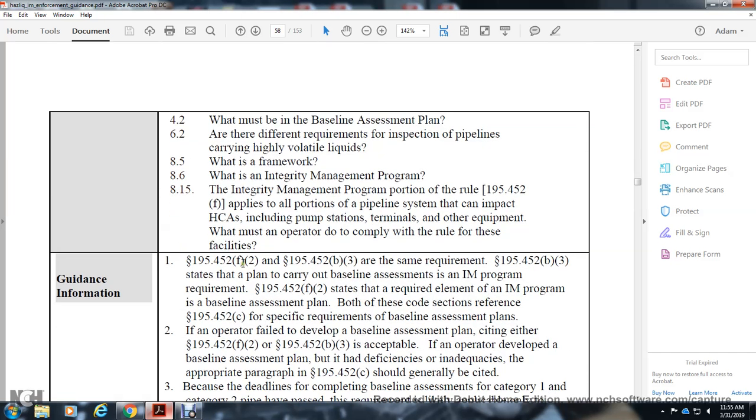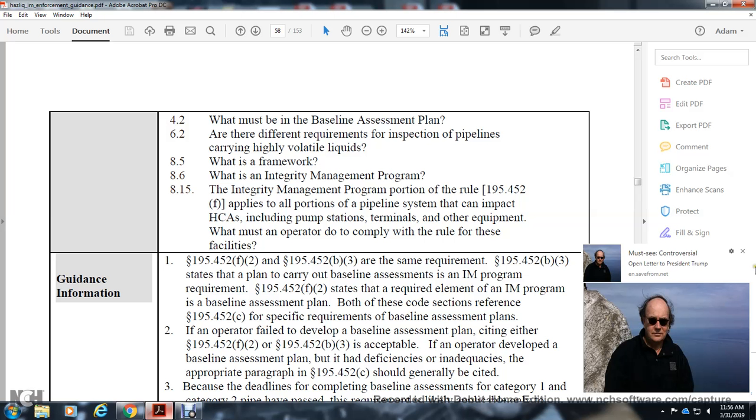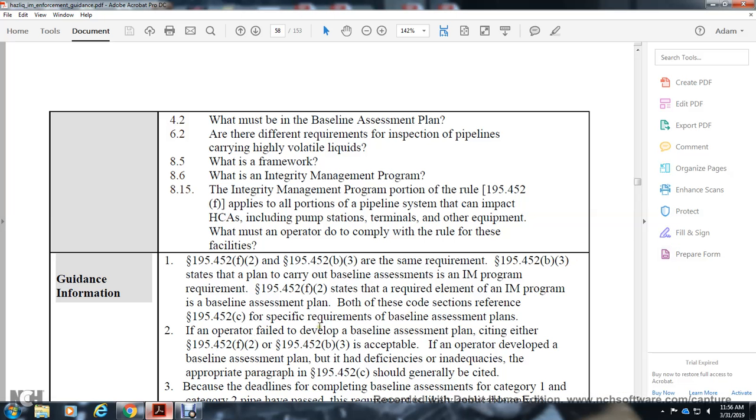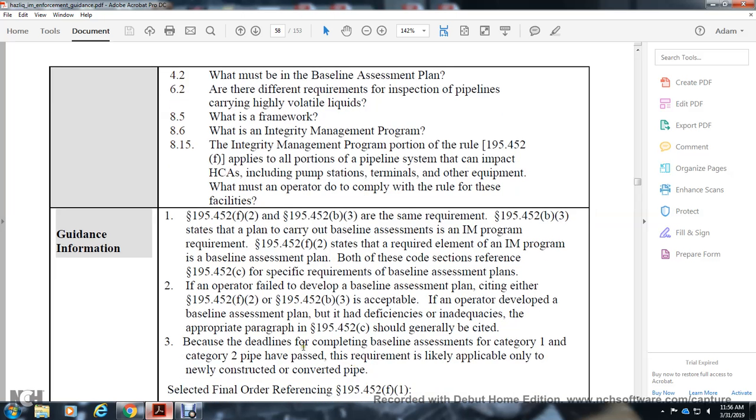Guidance information: 195.452(f)(2) and (b)(3) have the same requirement. 195.452(b)(3) requires a plan to carry out the baseline assessment and integrity management plan. Requirement 195.452(f)(2) requires the elements of the integrity management program to be in the baseline assessment plan. Both code section references, 195.452(c), specify requirements for baseline assessment plans. If the operator failed to develop the baseline assessment plan, it could be cited under either 195.452(f) or 195.452(b). Separately, if the operator developed the baseline assessment plan but it had deficient activity, it could be cited under 195.452. This should generally be decided because of the deadline for completing the baseline assessment.